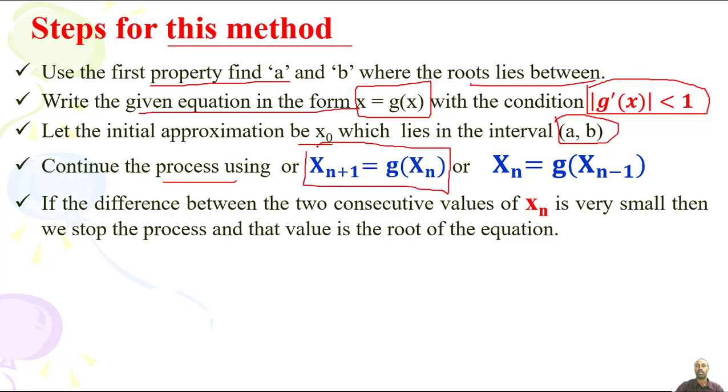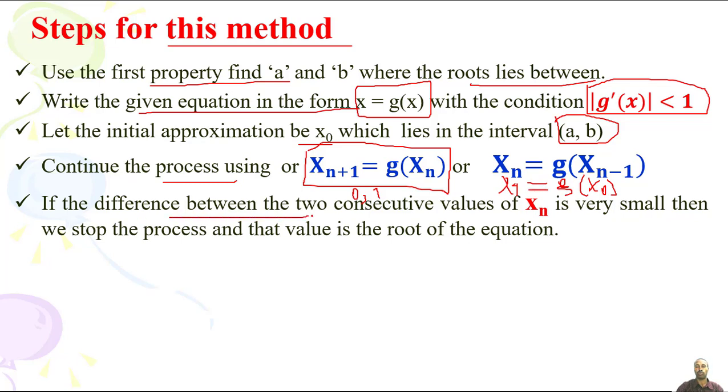Using this algorithm, you can find x n plus 1 is equal to g of x n, or sometimes x n is equal to g of x n minus 1. In the first case n starts from 0, 1, and so on. In the second case you start from x1, which is g of x naught, the initial step. So you calculate x1, and it goes on like that.